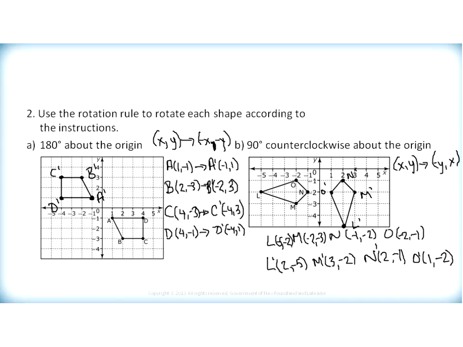Okay, so my rotation was 90 degrees about the origin. So my center of rotation is right here, and I've rotated 90 degrees in a counterclockwise fashion. Gives me my new object.